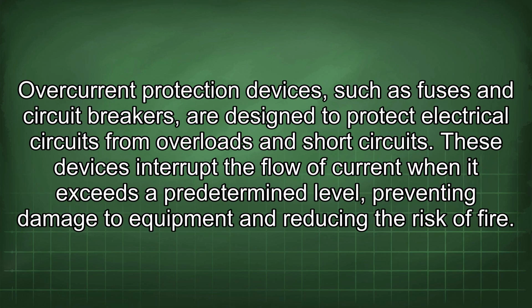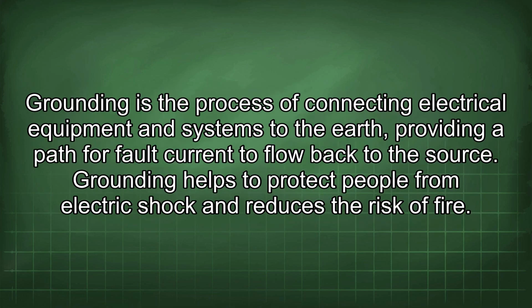Overcurrent protection devices, such as fuses and circuit breakers, are designed to protect electrical circuits from overloads and short circuits. These devices interrupt the flow of current when it exceeds a predetermined level, preventing damage to equipment and reducing the risk of fire. Grounding is the process of connecting electrical equipment and systems to the earth, providing a path for fault current to flow back to the source.